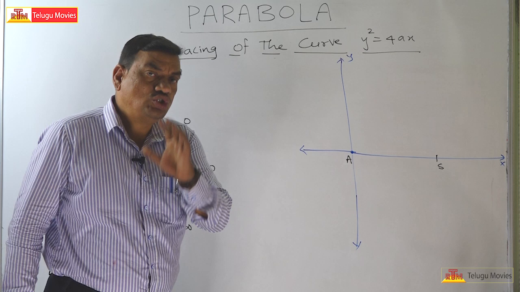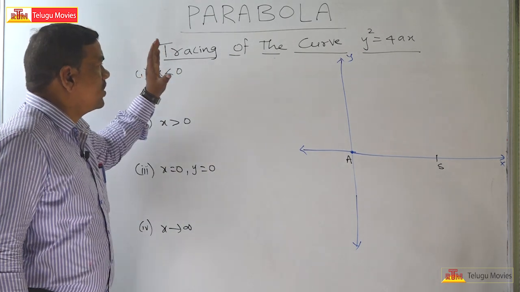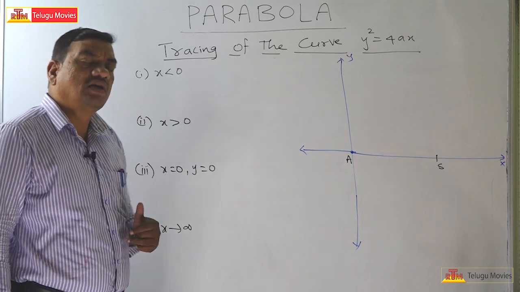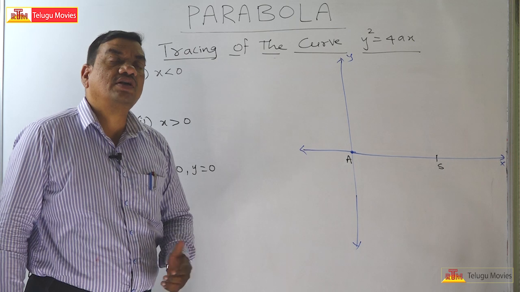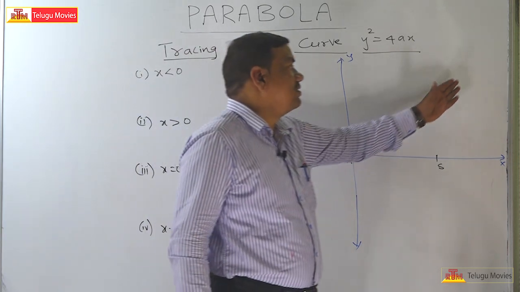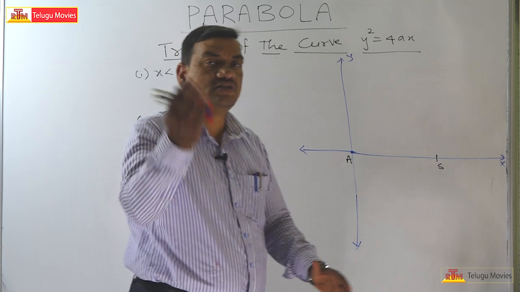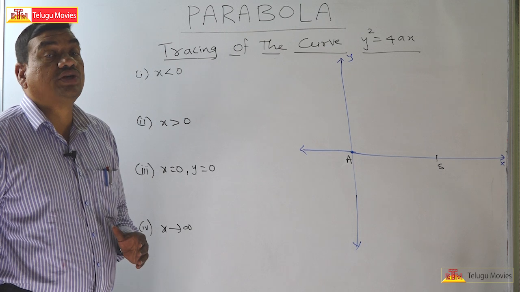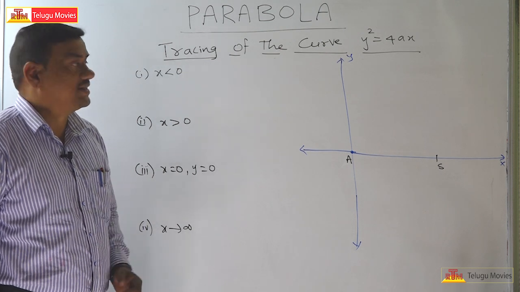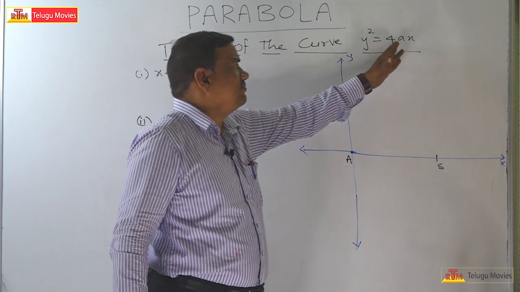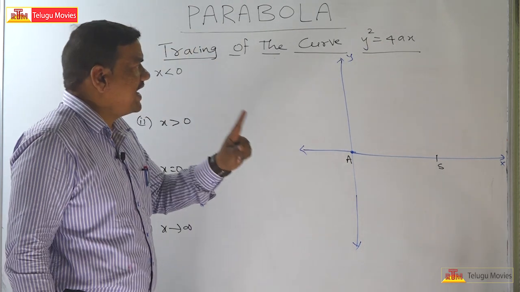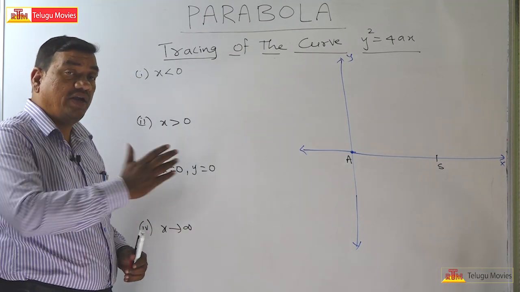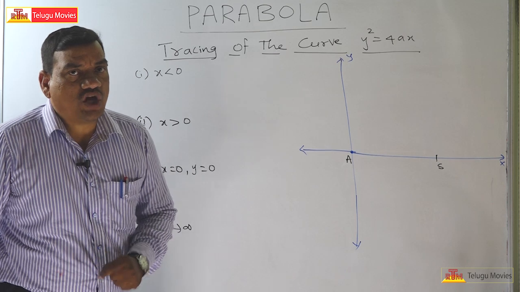Welcome back. Here the concept is tracing the curve y square is equal to 4x. Generally, if anybody asks what a parabola is, immediately they will draw a curve like this. But mathematically, how do we trace the curve y square is equal to 4x? Here a is a constant, so we cannot do anything with it. So x and y are variables. x can take any value, y can take any value.